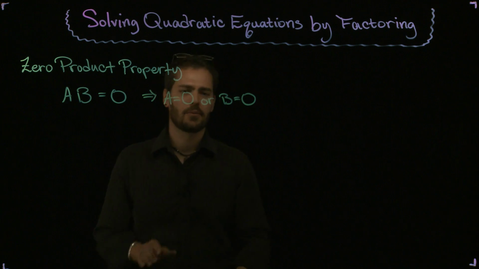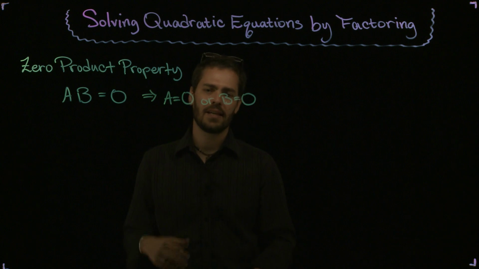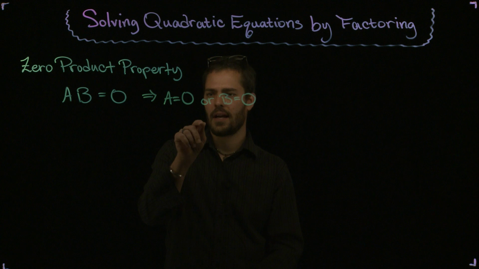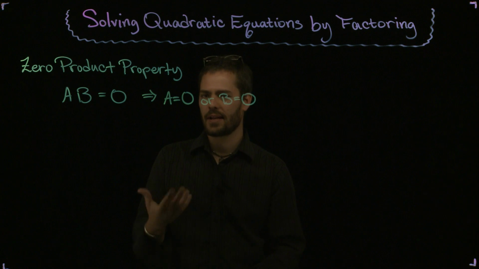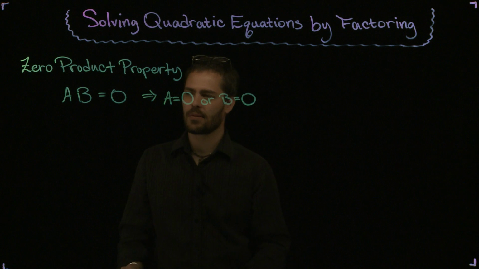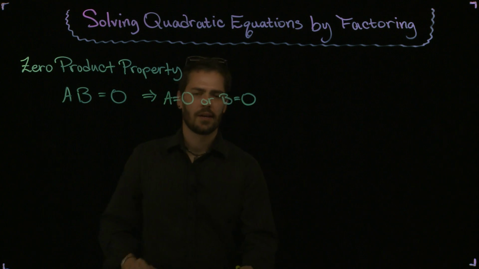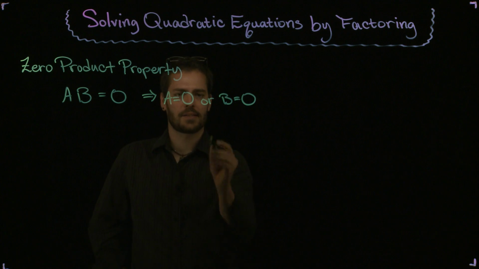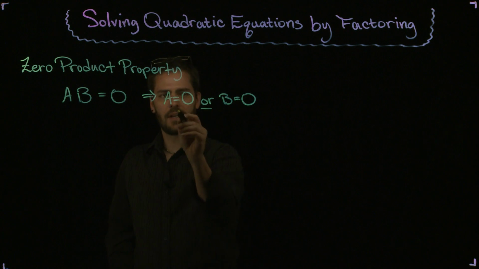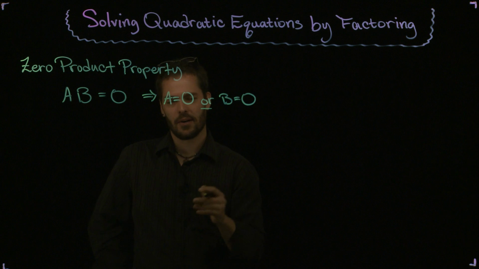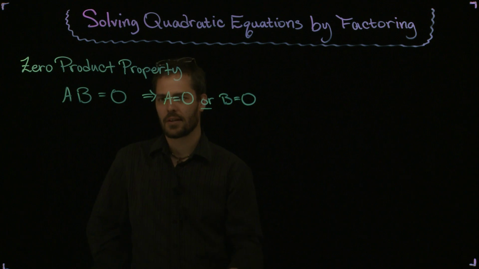And mathematically, when we say or, we're talking about an inclusive or. So it's A equals 0 or B equals 0 or both, as opposed to an exclusive or, which is more typical to English phrases. So again, when you're talking mathematics, this is an inclusive or. So it's A is 0 or B is 0 or both. And we always take the case that both are equal to 0.